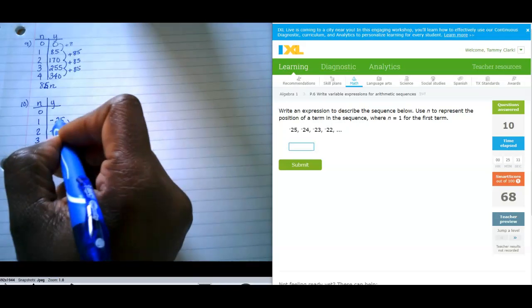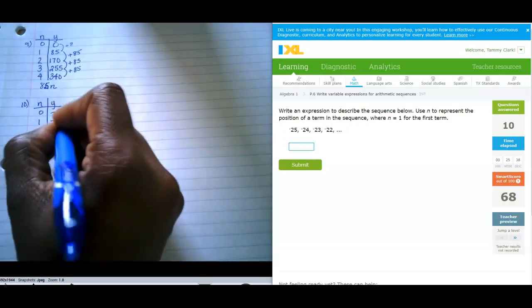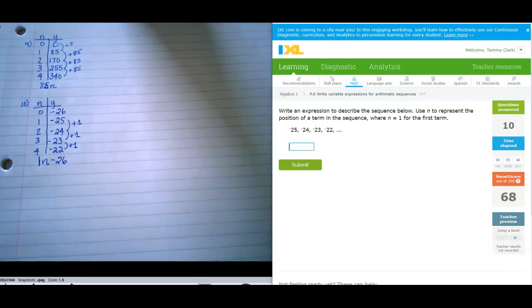So if I think about this, what was the number prior to negative 25? It was negative 26, subtracting 1. So that would be n minus 26.